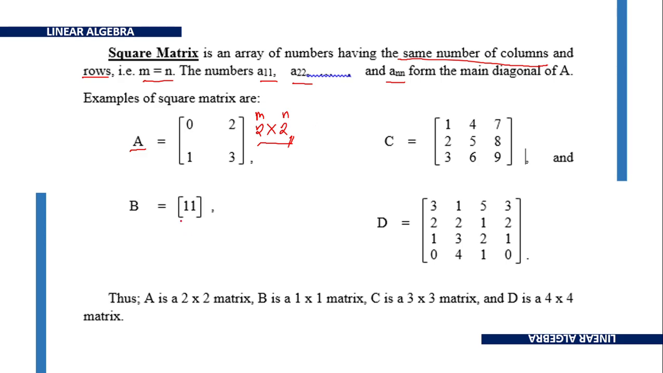Then, for this, this is a 1 by 1 matrix. Example also siya ng square matrix. Then, for this is a 3 by 3 matrix, and for this is a 4 by 4 matrix. Okay, and so on, and so forth. Basta pag sinabi nating square matrix, dapat same number ng columns and rows.